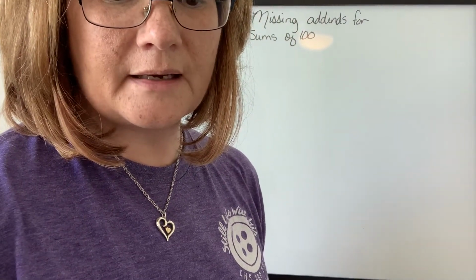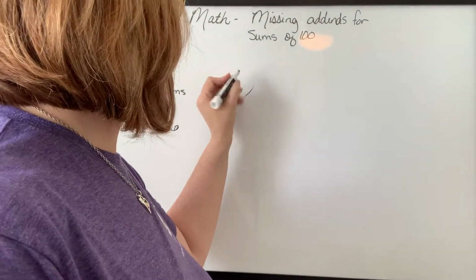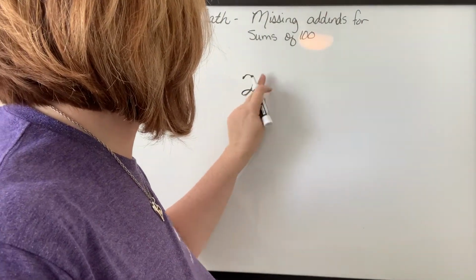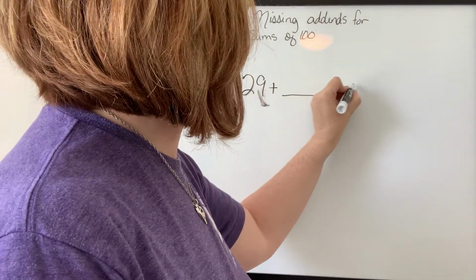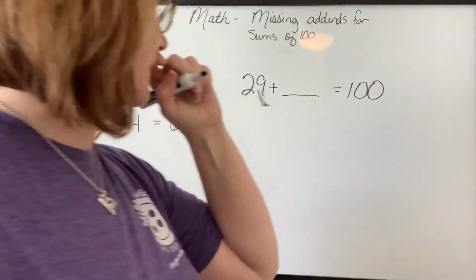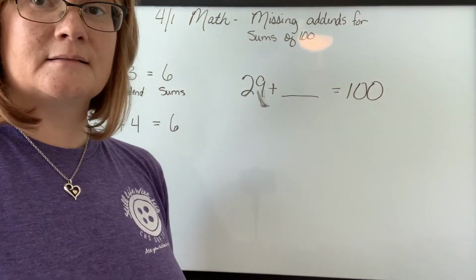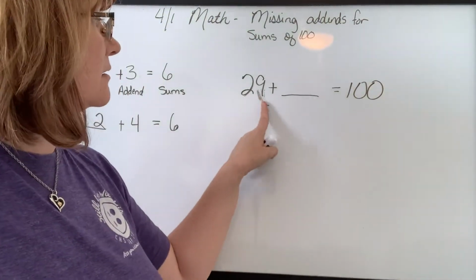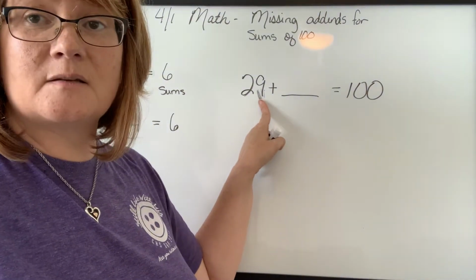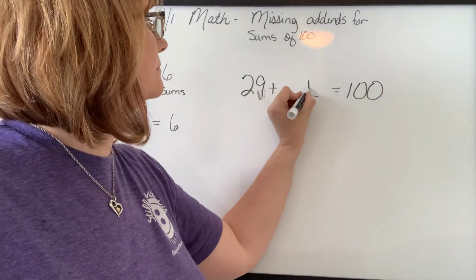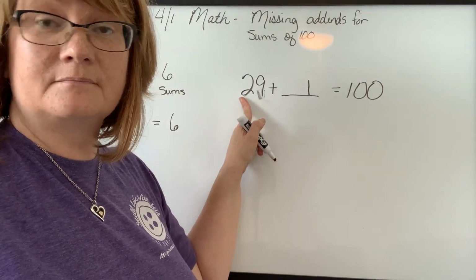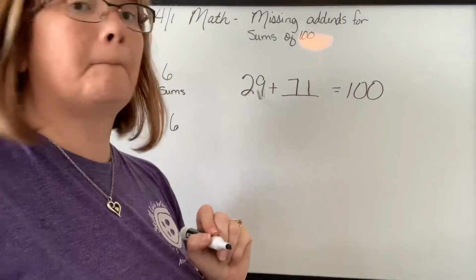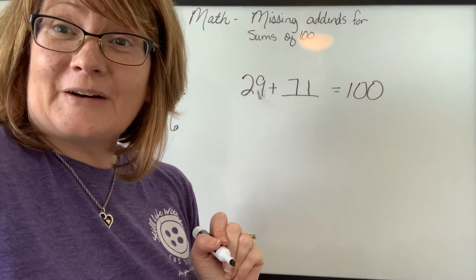So let's look at 29 plus something is going to give me 100. All right, so I need my ones place to add to 10. So here's my ones place. What do I need to add to 9 to make it 10? I need a 1. What do I need to add to 2 to make a 9? 7. We found our missing add-in.